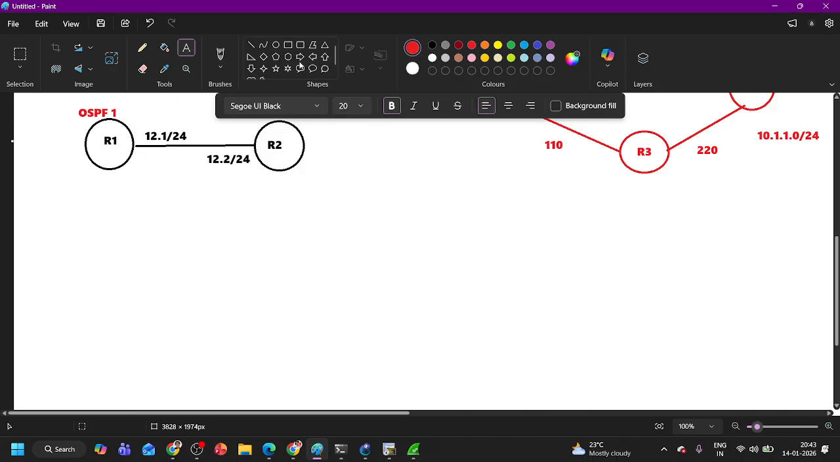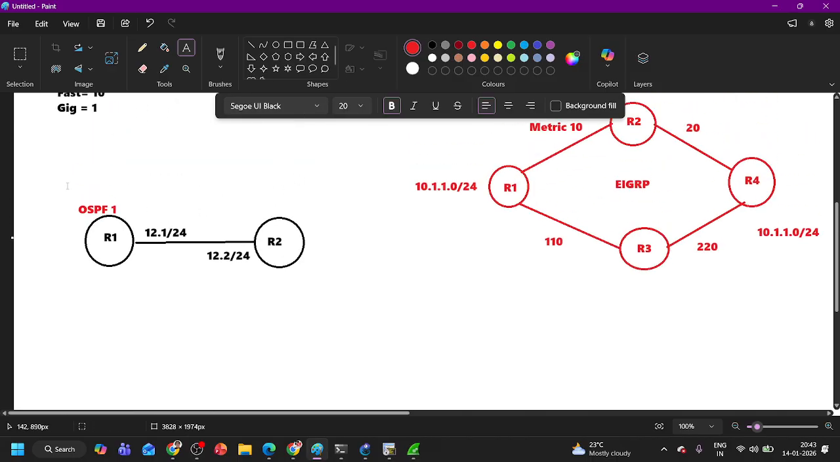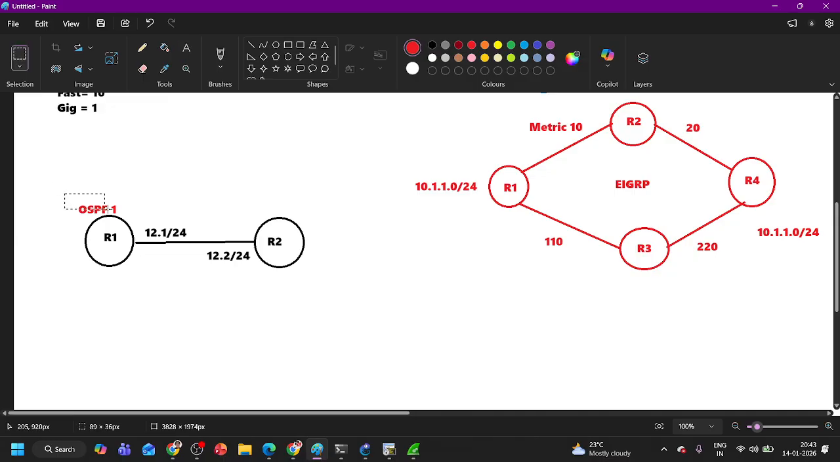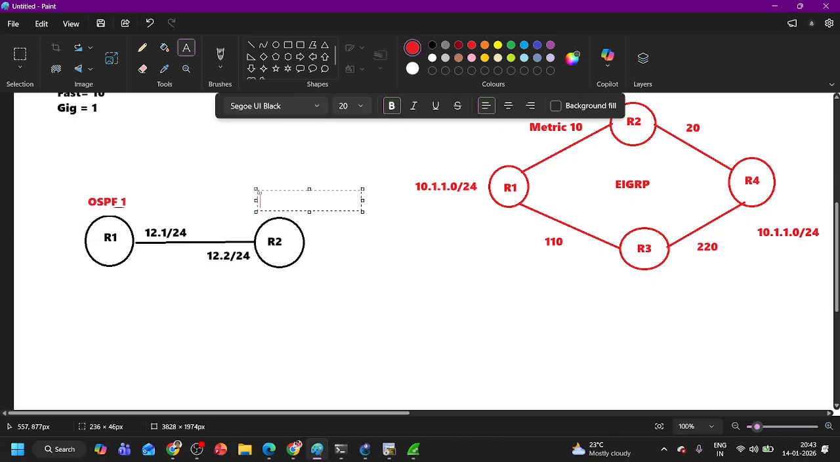Does the process ID need to match? No, the process ID is locally significant. You can configure the same or different on the router, it doesn't matter. Routers don't even exchange the process ID in the hello message. We have seen this. You can enable OSPF process 1, 2, 10, or 20 on router number 2. Then this interface is also in area 0, and this interface is also in area 0. For neighborship, the first parameter is area ID.